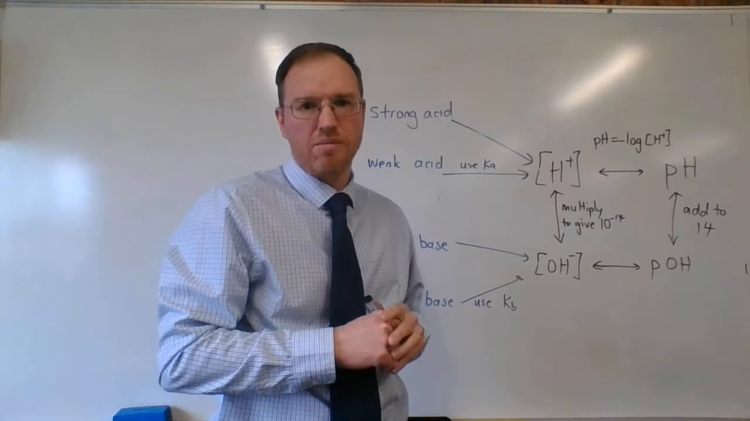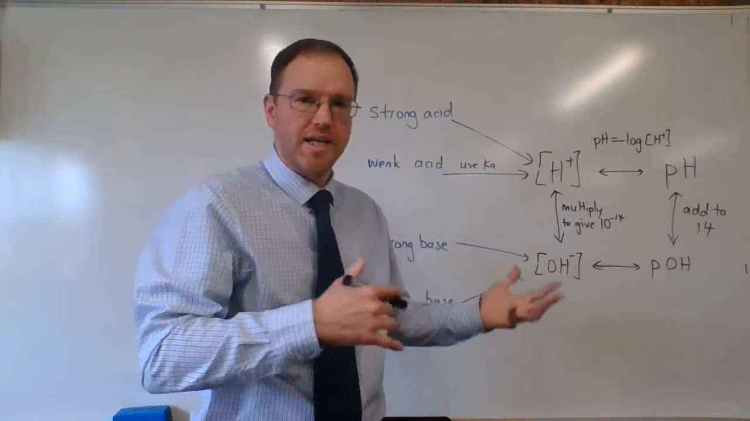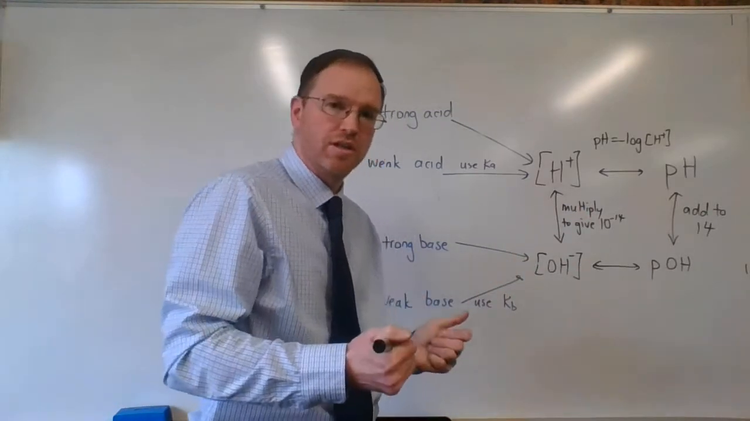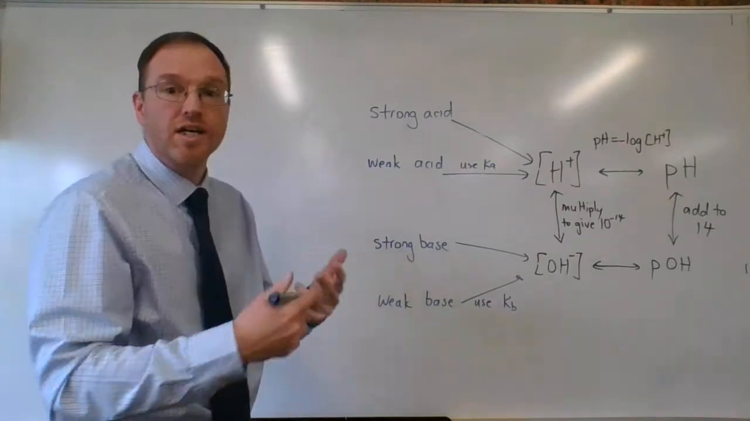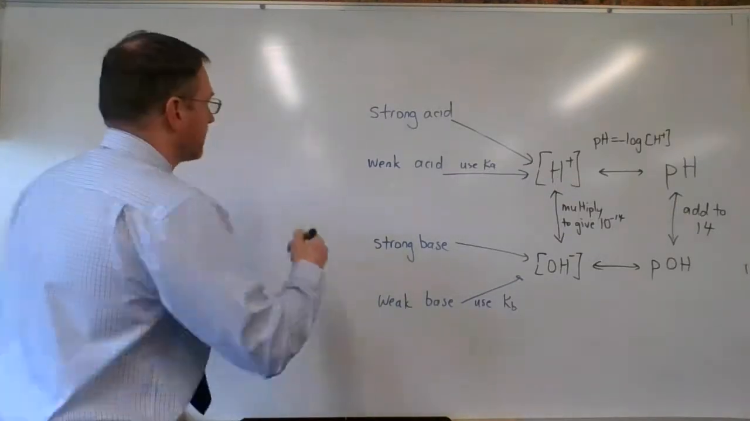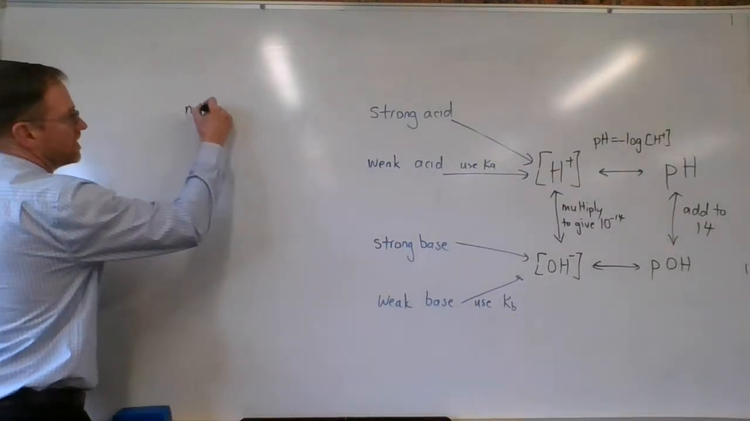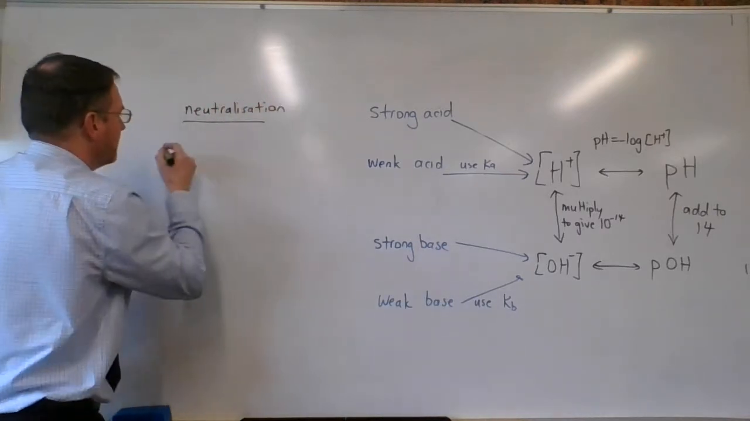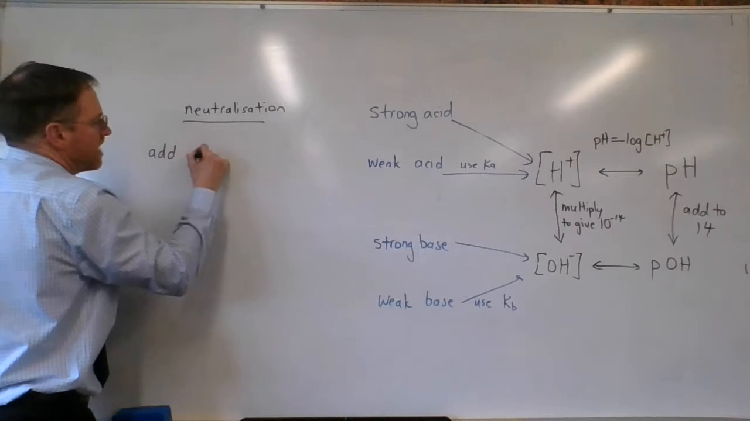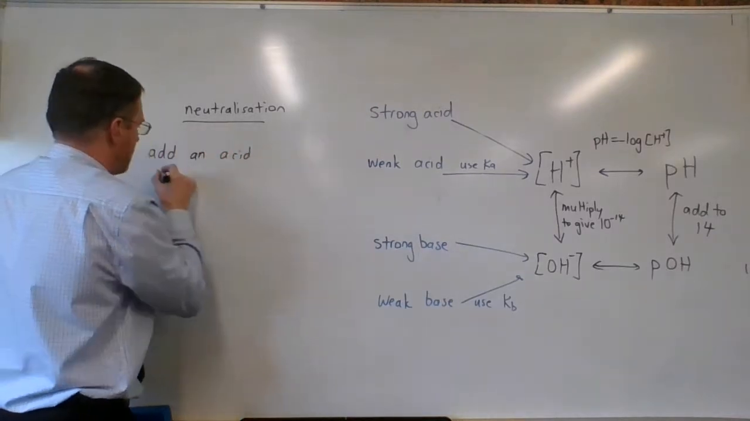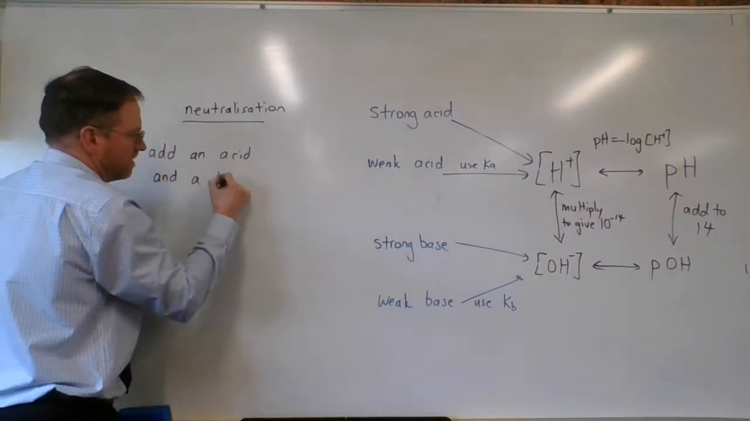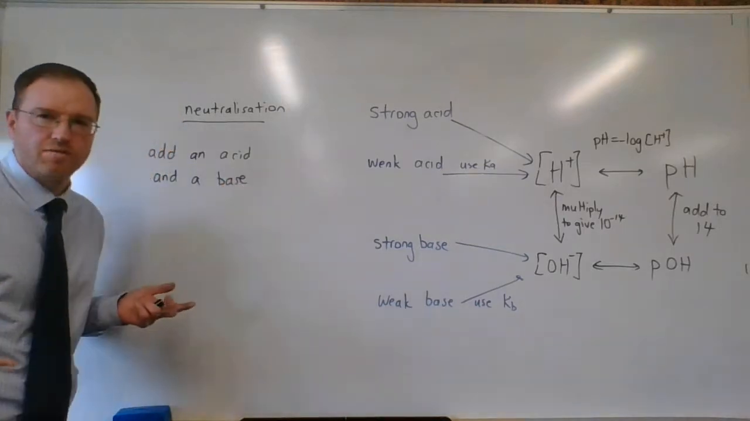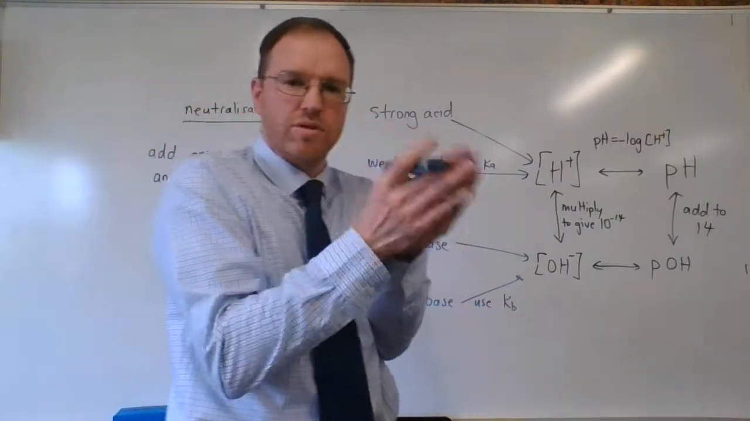Now, the next sort of question they might give you is mixing an acid and a base. So if I mix an acid and a base, or there's some sort of reaction involving acids and bases, then I need to work out the pH at the end. A standard example might be neutralisation, where I add an acid and a base, but I don't know if I've added exactly the right amount for a neutralisation.